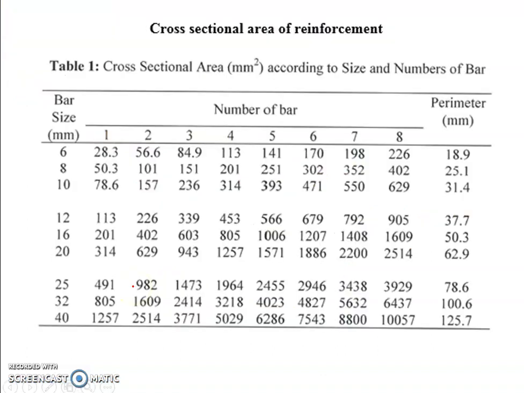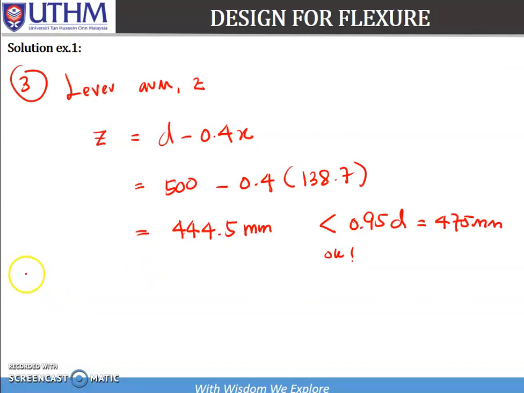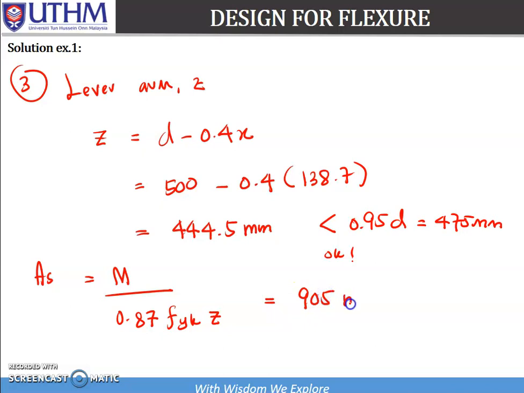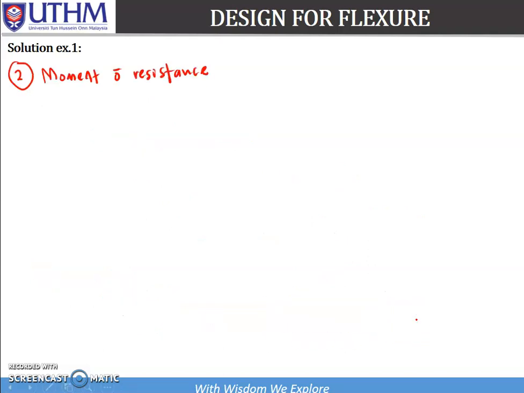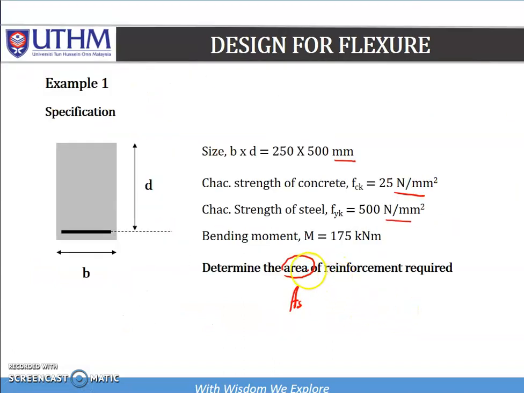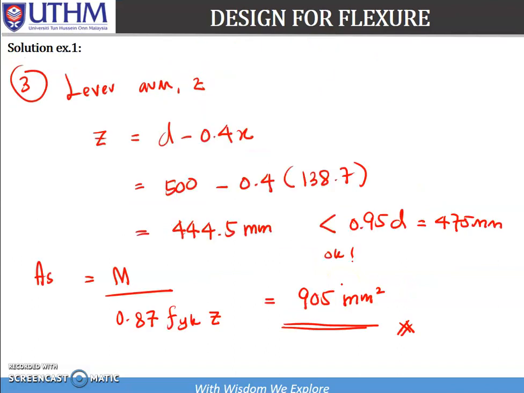The final step is we need to determine the As. As equals M over 0.87 FYK Z, which equals 905 mm squared. Alright, so this is our answer for this question. The question needs the area of reinforcement, so we have the area of reinforcement of 905 mm squared.